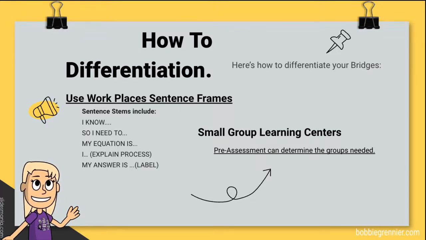Use Workplaces sentence frames. Inside the Workplaces, you will find sentence starters for each of the Workplace games. They will include some, like what I've listed here as an example, where the sentence is started for them and then they complete the sentence. These are great ways to help your English language learners. There are also small group learning centers where there are pre-assessments that can determine the groups that are needed. So you can pre-assess and then put your students together in groups that make sense.